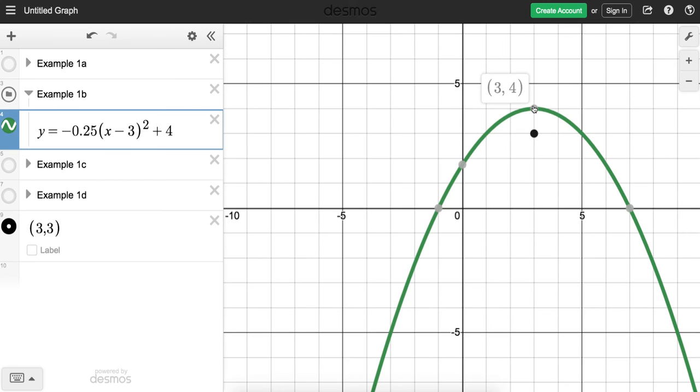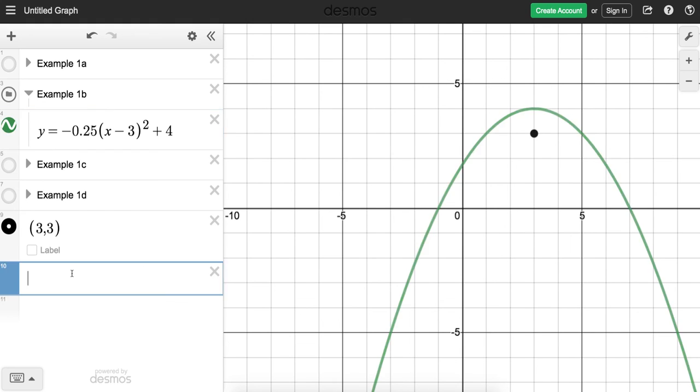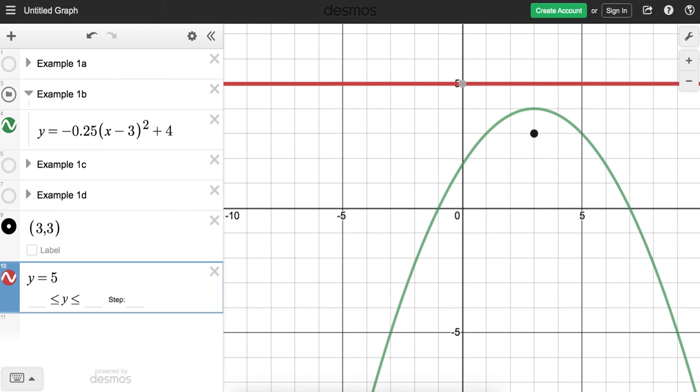For our directrix line, if we went down 1 unit for the focus point, we want to go up 1 unit for the directrix line. And a horizontal line is going to be y equals, and in this case, y equals 5, because that's where it hits the y-axis. So here's our directrix line. So every point on this parabola is the same distance from the focus point as it is from the directrix line.